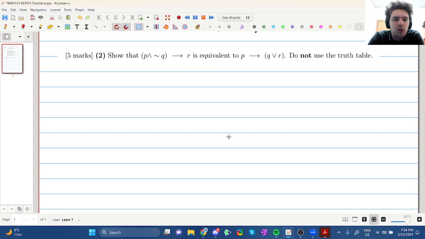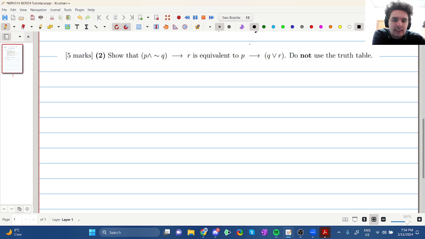Okay, show that this statement is equivalent to that. Do not use a truth table. One way we could do this is to set up the truth table for both of them and then show that the final column, their truth values, are the same. But that's tedious and it doesn't show a deeper connection. So instead, we'd like to use some logical rules to connect this with this, to go from here to here.